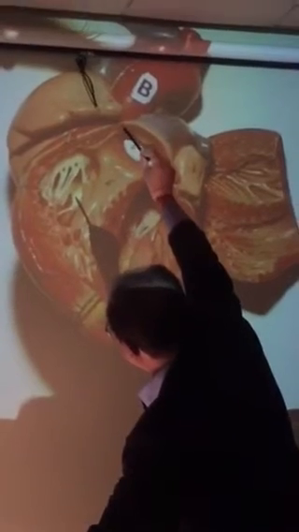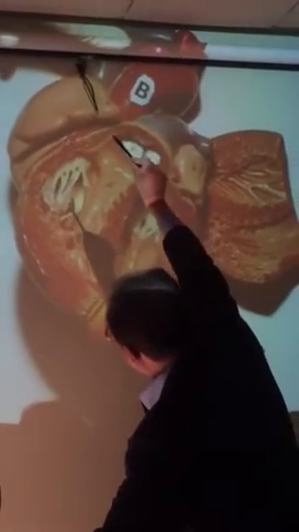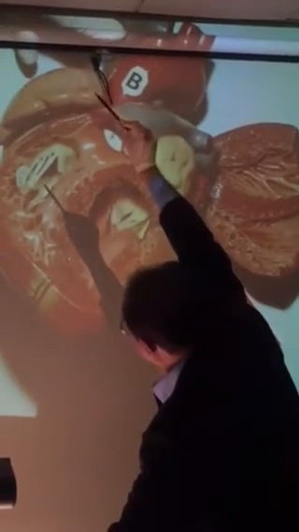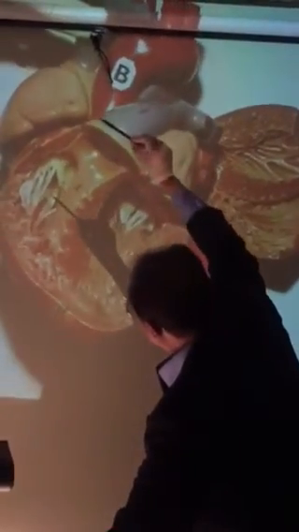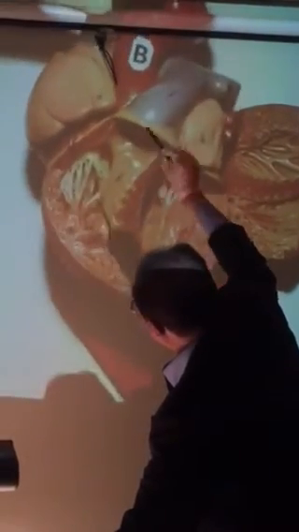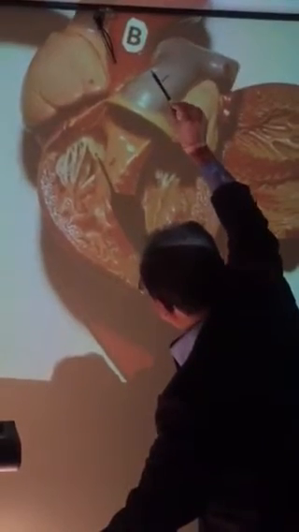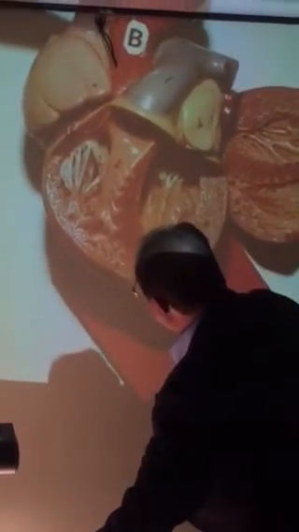So this is the septal cusp, and on its side, this is the posterior cusp. So the anterior cusp is here, the posterior cusp is here, and the septal cusp is on the side of the septum. So this is your septal cusp. So there are three cusps in the right atrioventricular valve.